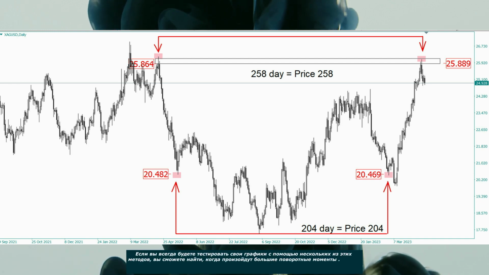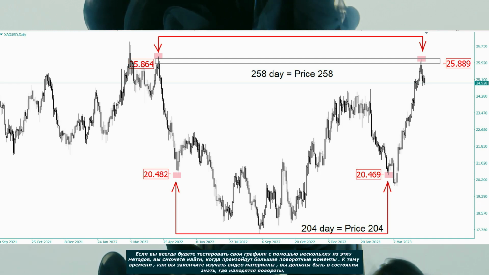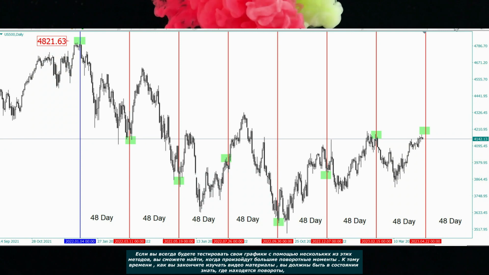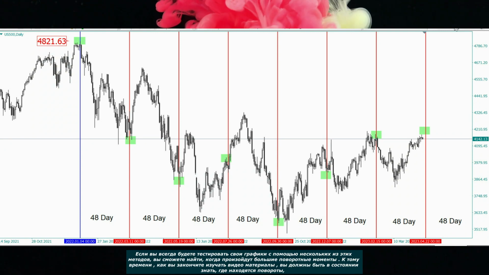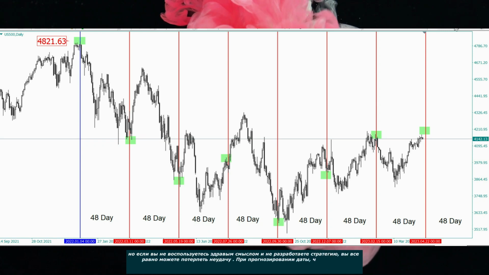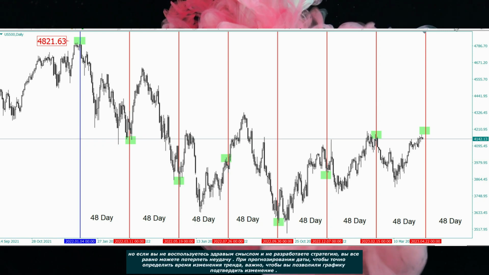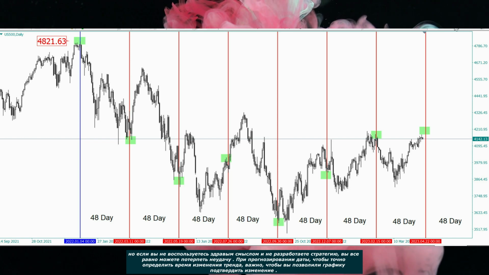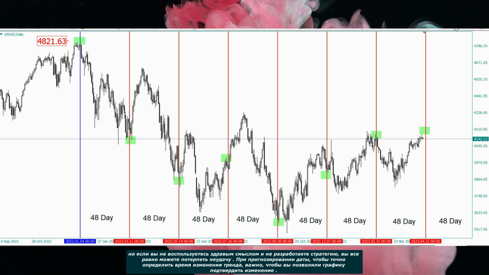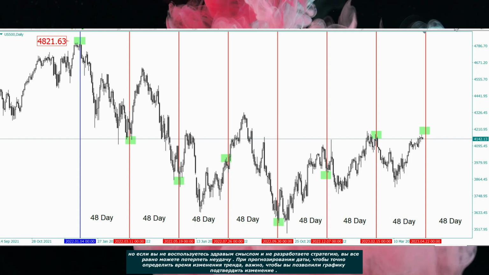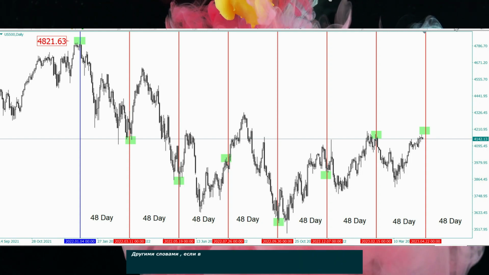If you always test your charts with a few of these methods, you'll be able to find when the big turning points happen. By the time you finish studying the video materials, you should be able to know where the turns are, but if you don't use common sense and develop a strategy, you may still fail. When forecasting a date, in order to accurately determine the time of the trend change, it is important that you allow the chart to confirm the change.